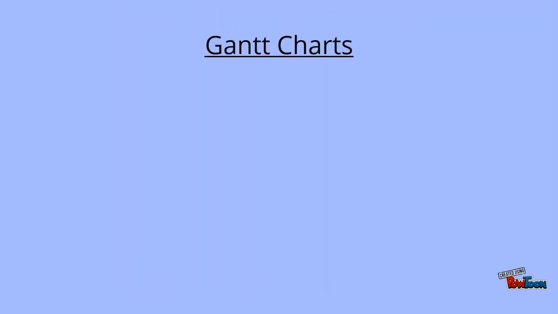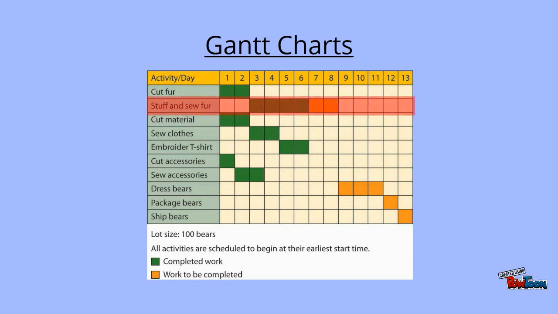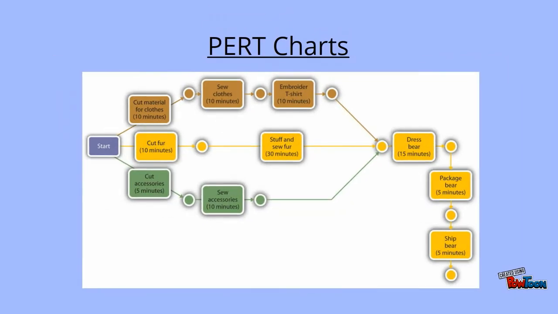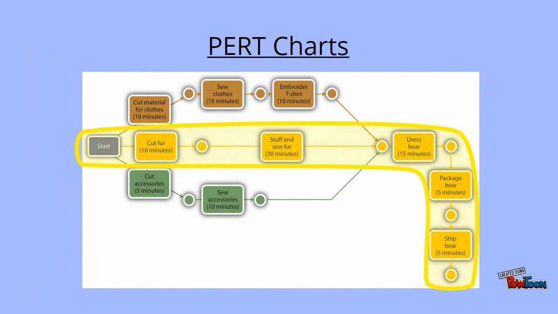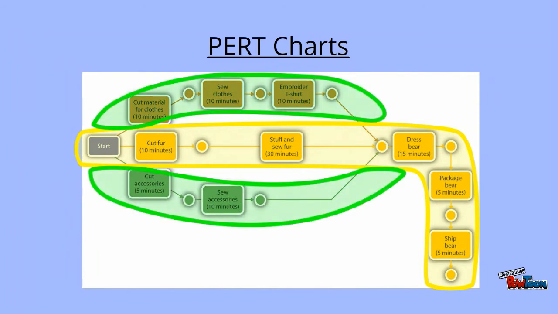Gantt charts basically list all the steps that must be completed and draw a timeline for each, so it's easy to see how each timeline relates to the others. PERT charts, on the other hand, are flow charts that show the path of the production process start to finish, with branching and converging paths for steps that can be completed concurrently.